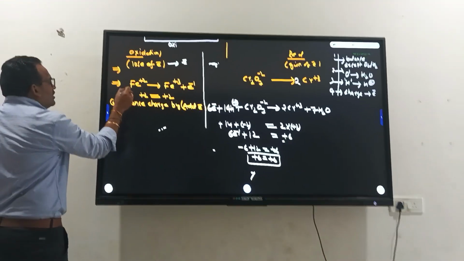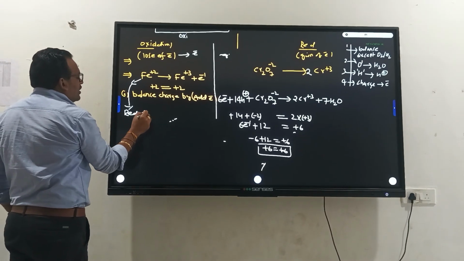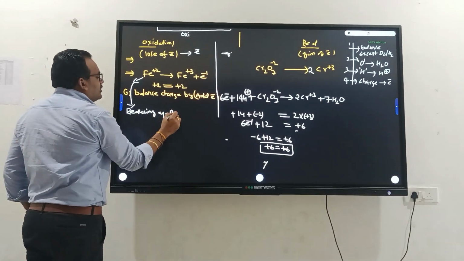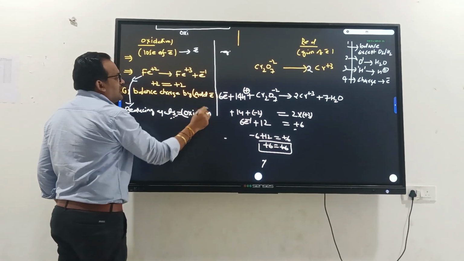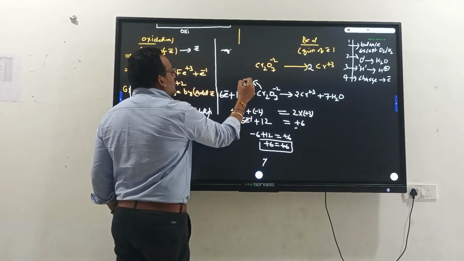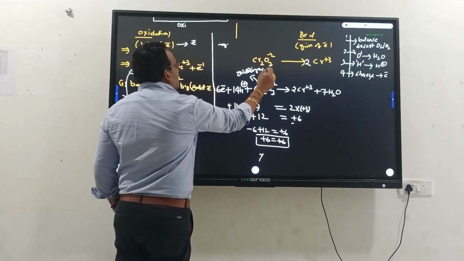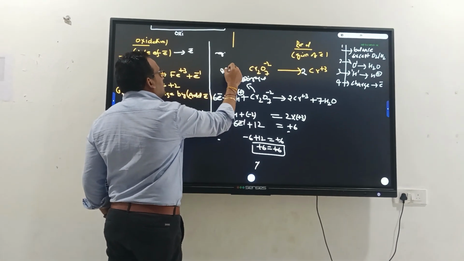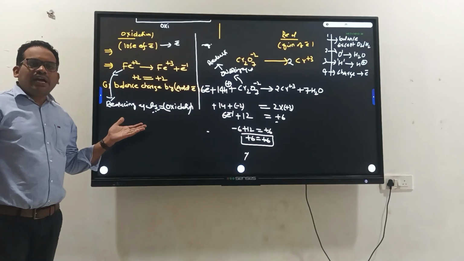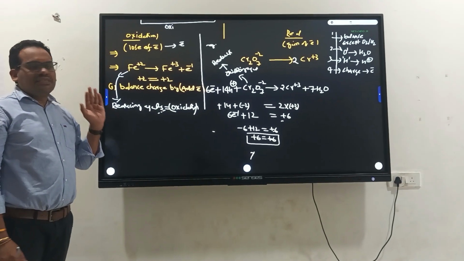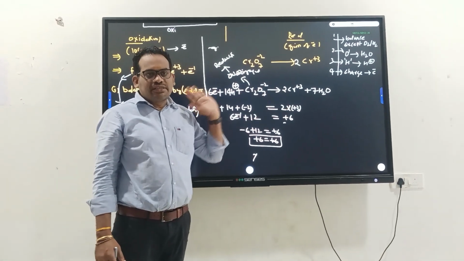What do you call this one, children? This one we call a reducing agent. Reducing agents participate in which reaction, children? Oxidation reaction. And Cr2O7 is an oxidizing agent. Oxidizing agents participate in which reaction? Reduction reaction. Is it clear, children? This is the half reaction for the oxidation, and this is the half reaction for the reduction.